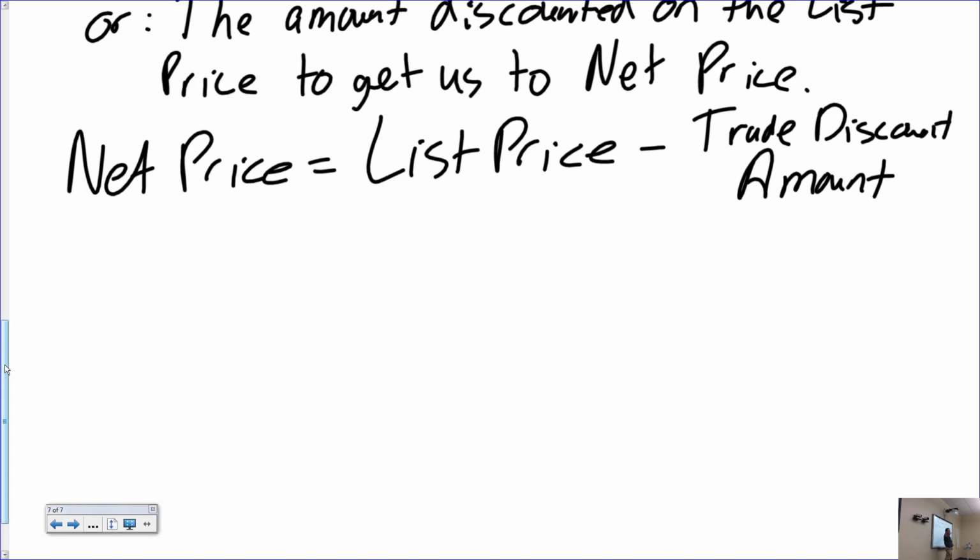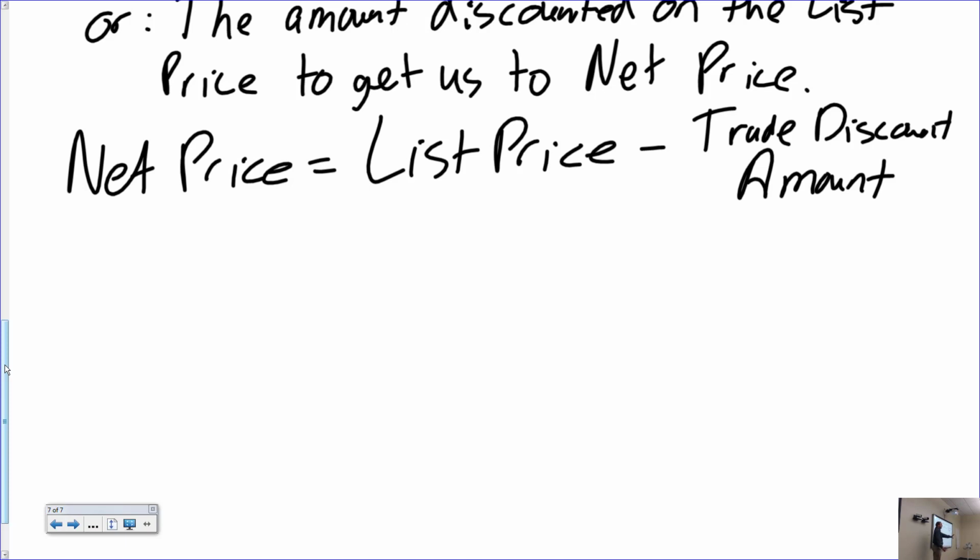Ta-da! You're not all going ooh ah, because it's not all that exciting, is it? Because the math is not really complicated, right? The net price equals the list price minus the trade discount amount. That's how it works. All right.